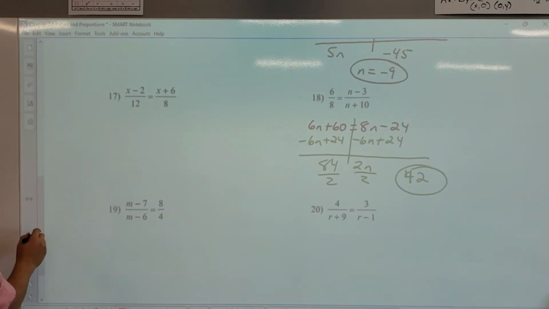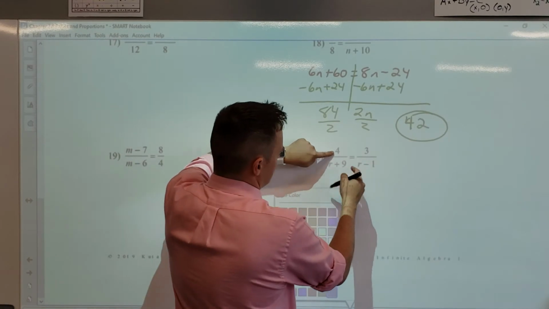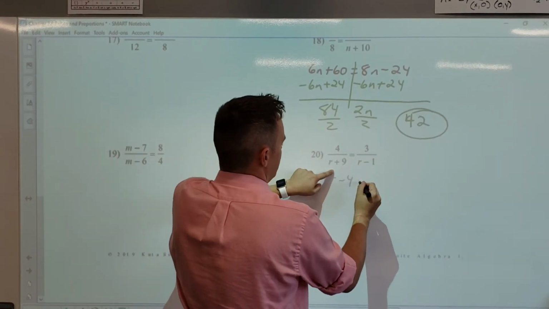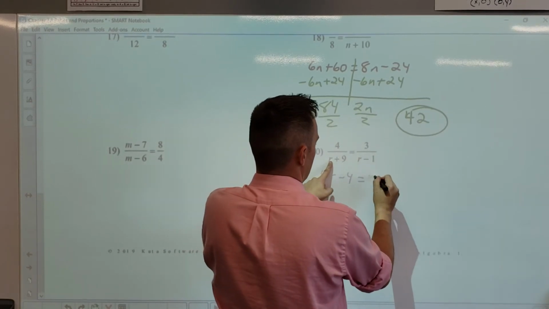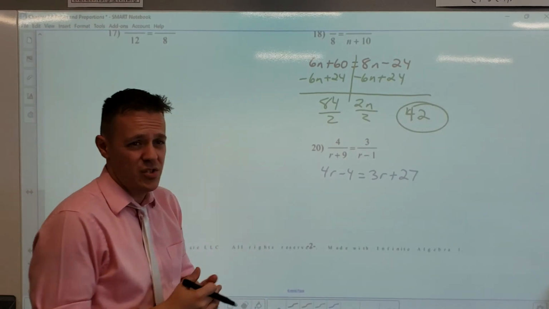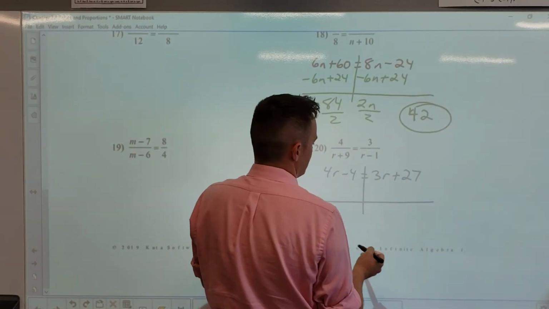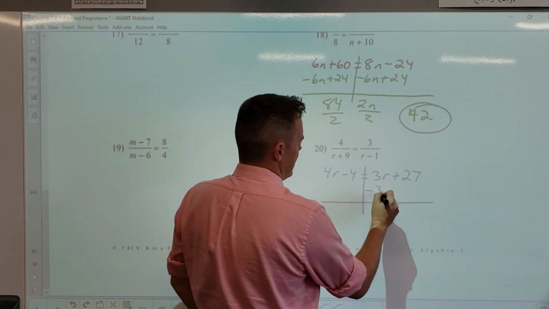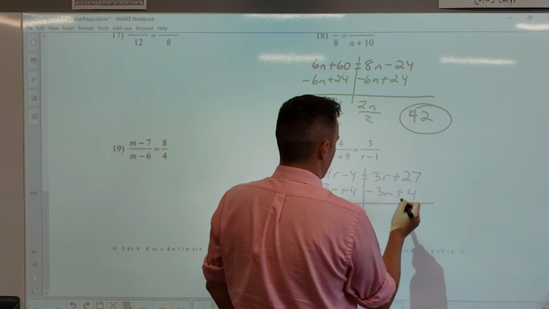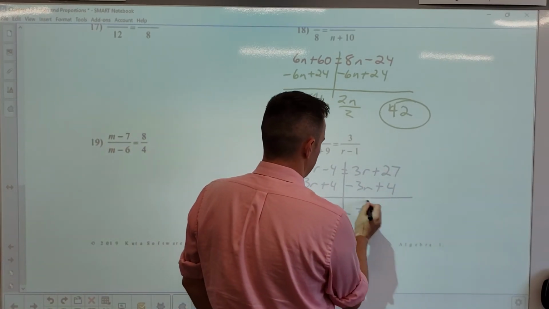And then last but certainly not least, same setup. So this is going to be 4r minus 4, and then it's going to be equal to 3r plus 27. Okay, and then you just do your math in terms of simplifying, combining like terms, all that good stuff. Negative 3r, plus 4, plus 4. So this is r equals 31.